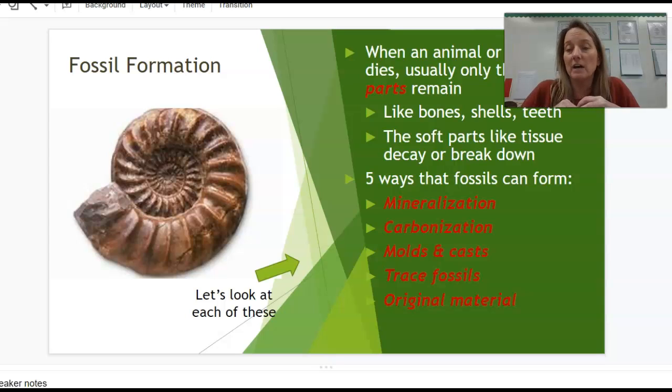There are 5 ways that fossils can form. They're mineralization, carbonization, molds and casts, trace fossils, and original material. Okay, and we're going to look at each of these.